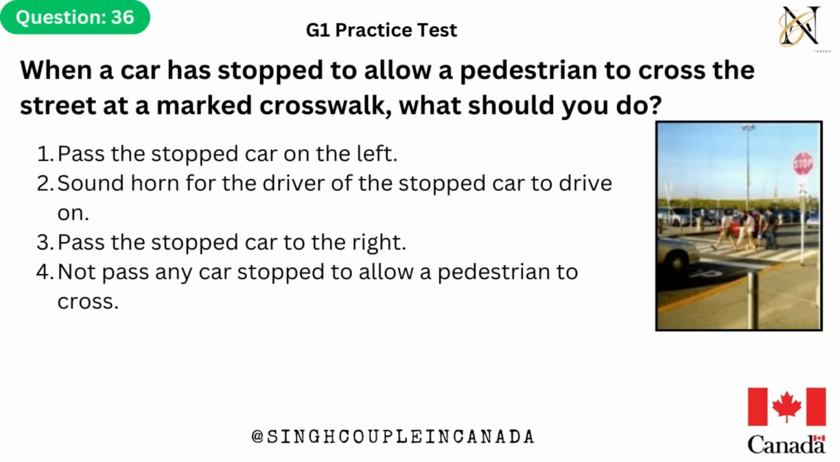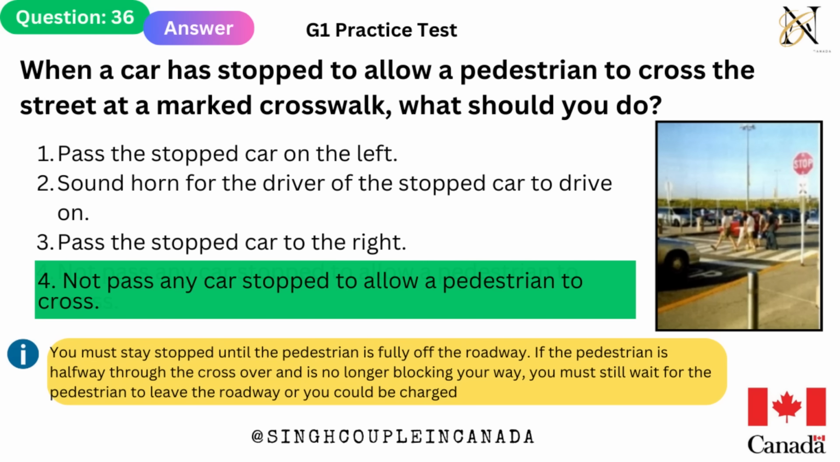When a car has stopped to allow a pedestrian to cross the street at a marked crosswalk, what should you do? 1. Pass the stopped car on the left. 2. Sound horn for the driver of the stopped car to drive on. 3. Pass the stopped car to the right. 4. Not pass any car stopped to allow a pedestrian to cross. The answer is 4. Not pass any car stopped to allow a pedestrian to cross. You must stay stopped until the pedestrian is fully off the roadway. If the pedestrian is halfway through the crossover and is no longer blocking your way, you must still wait for the pedestrian to leave the roadway or you could be charged.